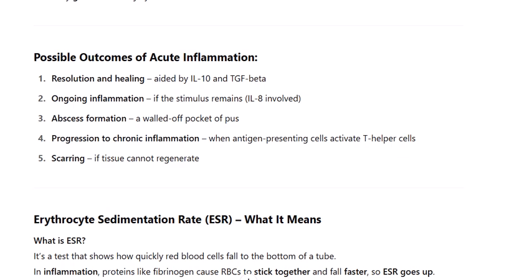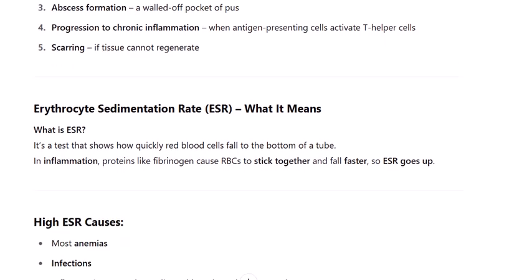Erythrocyte sedimentation rate, ESR. What it means. What is ESR? It's a test that shows how quickly red blood cells fall to the bottom of a tube. In inflammation, proteins like fibrinogen cause RBCs to stick together and fall faster, so ESR goes up.